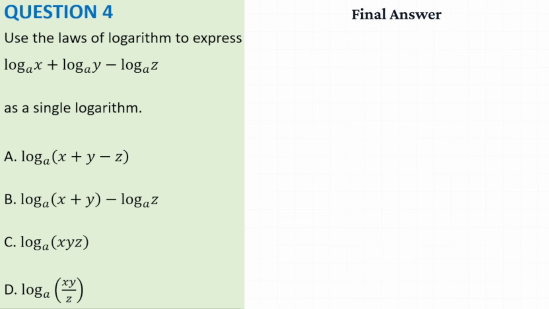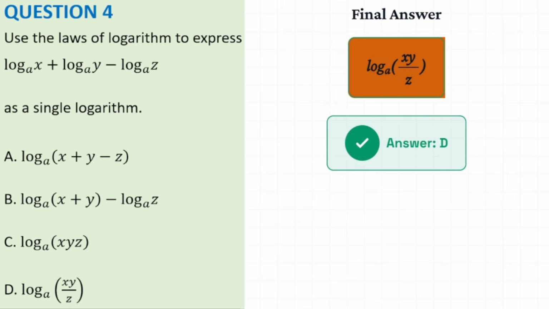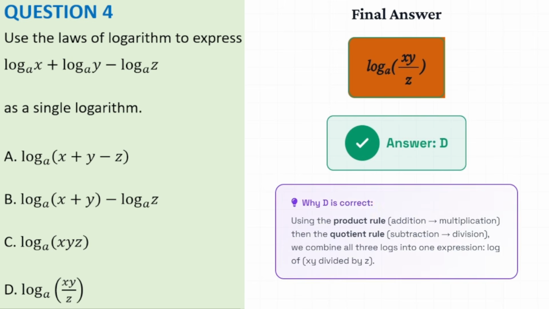Step 5. Final answer for question 4. The correct answer is D, log base of x y over z. Using the product rule, addition becomes multiplication. Then using the quotient rule, subtraction becomes division. This combines all three logarithmic terms into one single expression.